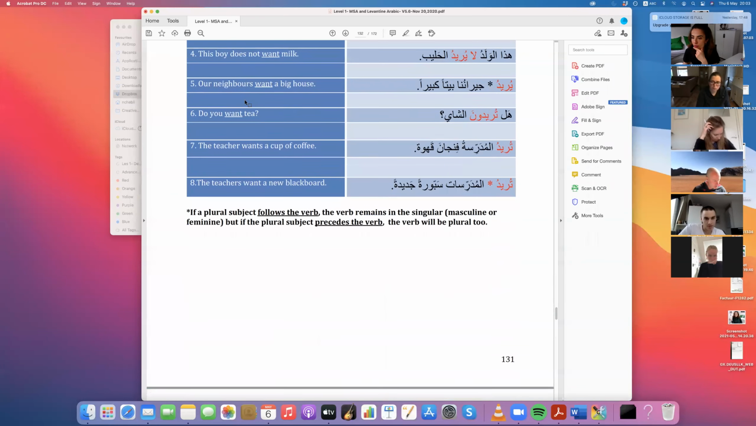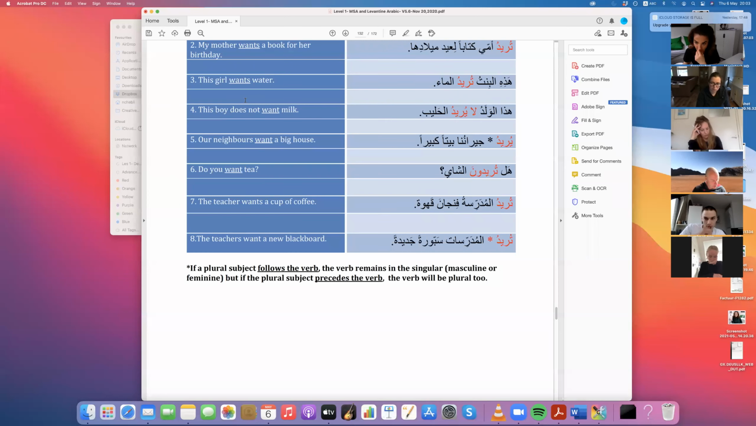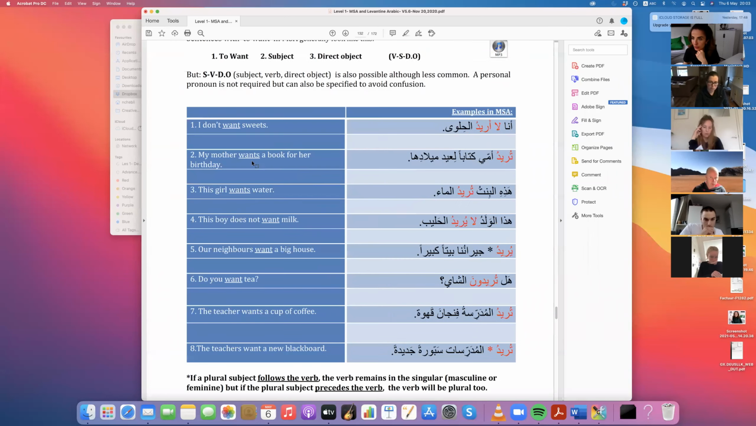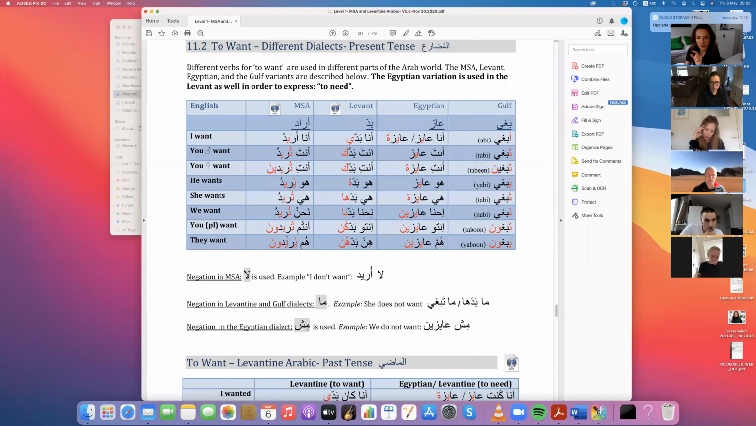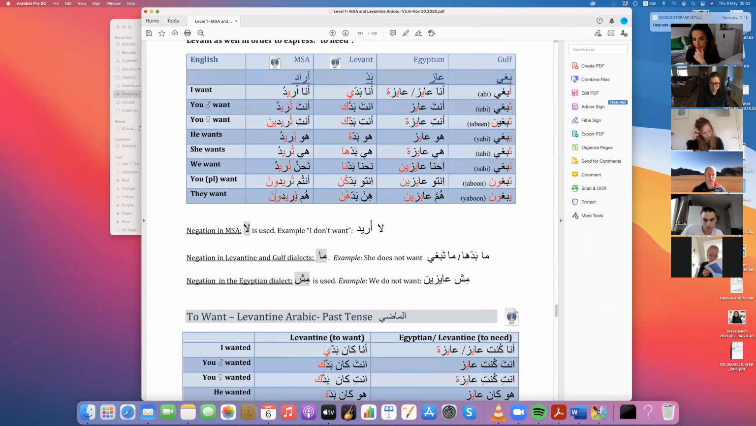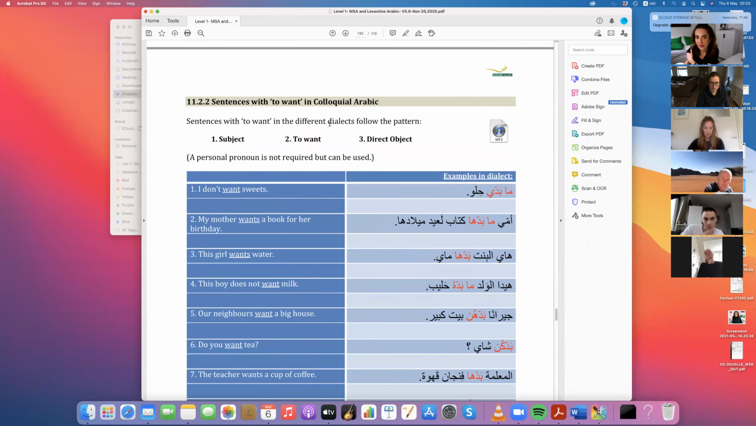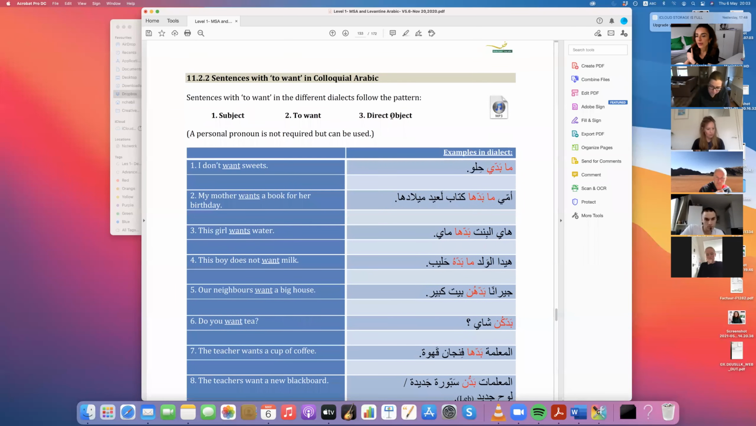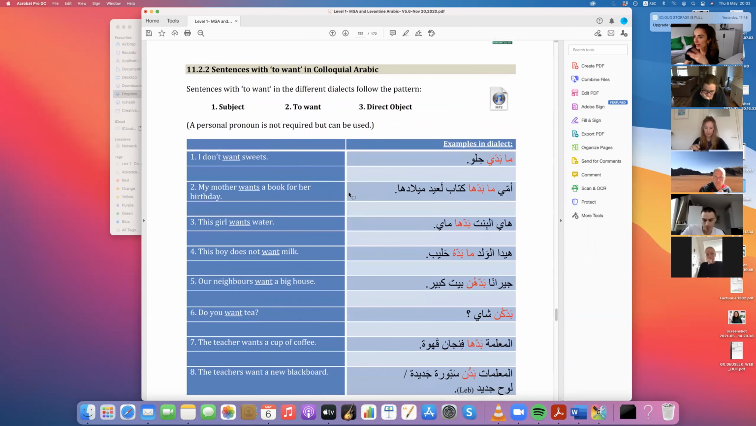But if you have the same sentence, but then subject, verb, direct object, then you would continue to use the plural conjugation. So let's make it now, "the students want a new book," but let's turn it around. We say at-tullab yuriduna. Yeah, you would use the plural. At-tullab yuriduna kitaban jadida. And this way is used in spoken Arabic, colloquial. Subject, verb, direct object. There's nothing particular in spoken Arabic. It's like English and Dutch.